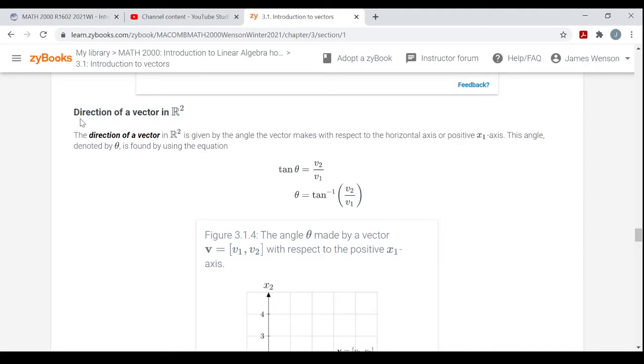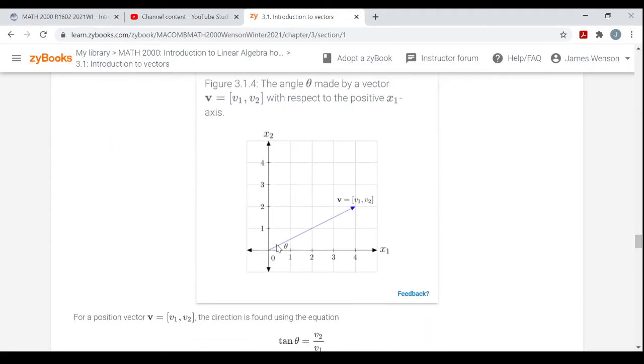What's a way to describe the direction of a vector? The direction of a vector in R2 only is given by the angle the vector makes with respect to the horizontal axis, the positive x1 axis, the positive x-axis. This angle is denoted by theta, and is found using this equation. You see the little right triangle set up here? This is a vector in quadrant 1 in standard position.